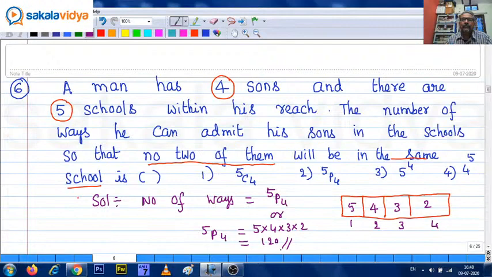Understood now? So that means we have 5 schools and 4 sons. The first son has a chance of joining any of the 5 schools, but no 2 of them will be in the same school. That means for the second school there are 4 chances, for the third school 3, and for the fourth school 2 chances. That you need to remember.